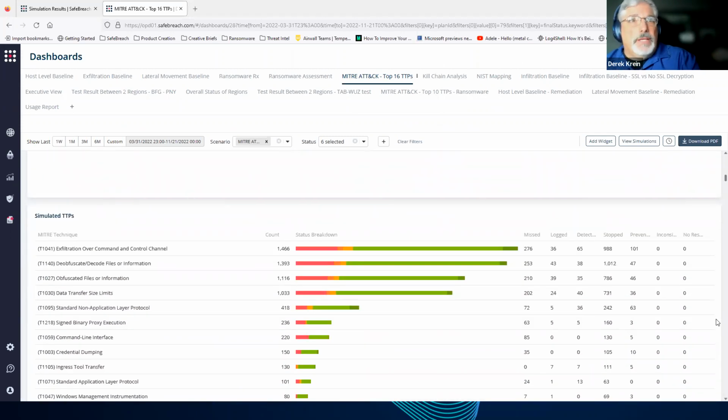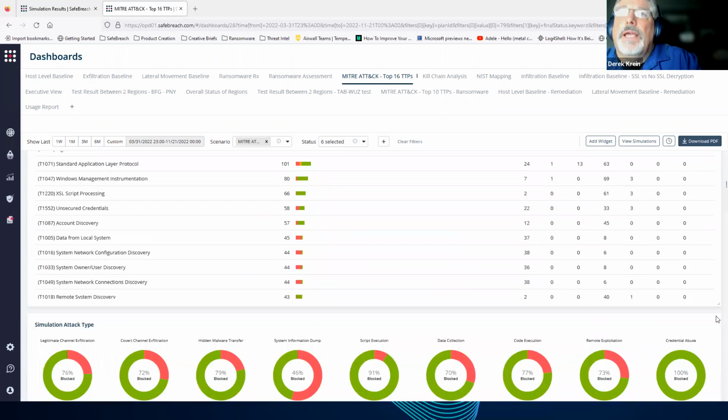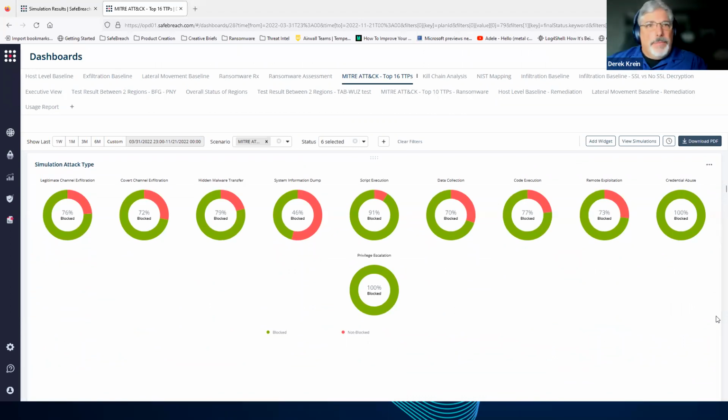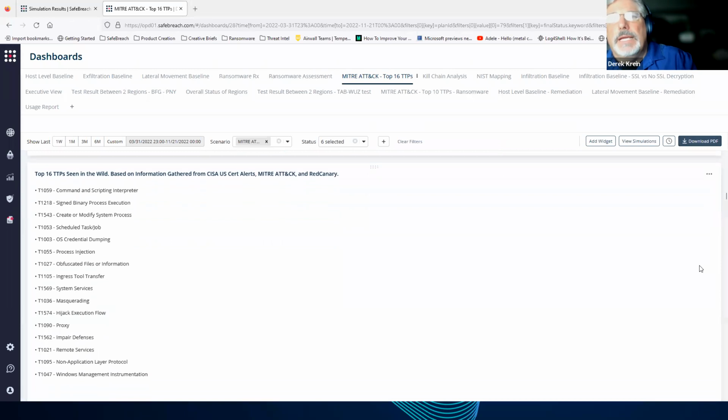Jumping into specific techniques and a breakdown of those techniques, where you missed, where you logged, where you detected, did you prevent, did you stop? And continuing down, the simulation attack type is SafeBreach's view of what we utilize from a testing methodology perspective. Then going into the TTPs, these are the 16 TTPs that cover that 90% of attacks over that 2019 to 2021 period, which is a really good starting point to build out detections and understand. And even today, command and scripting interpreter is one of the number one techniques used by the adversary.